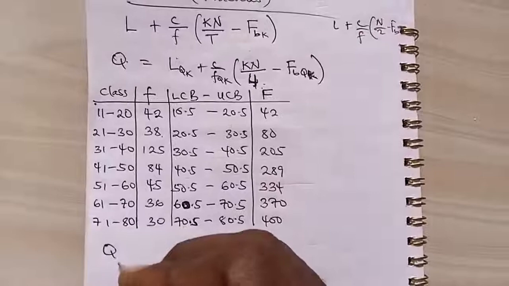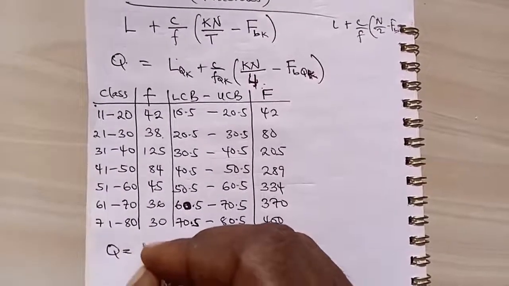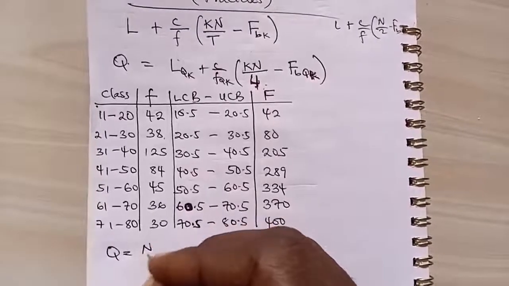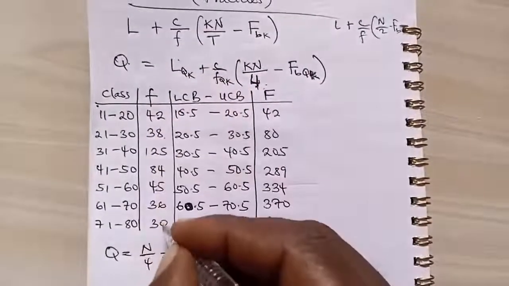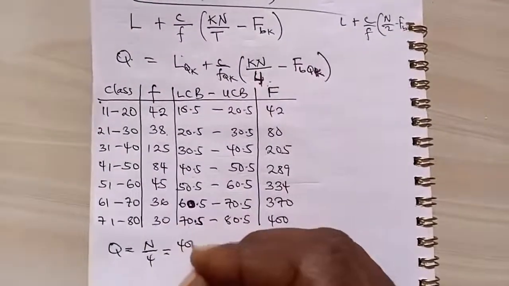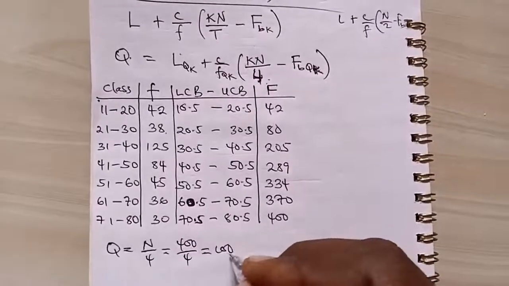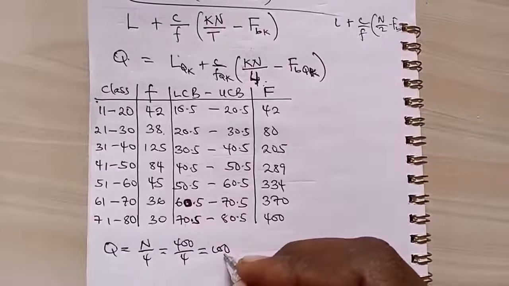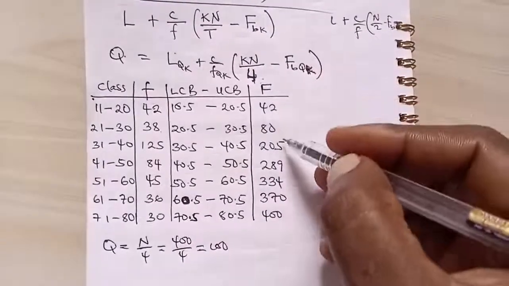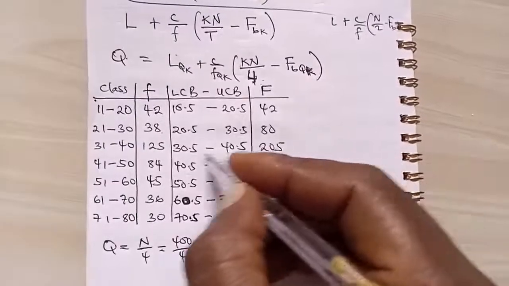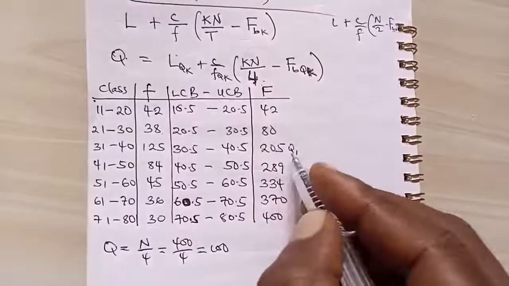For us to get the first quartile, we need to first get Kn, which is 1 times n, which is n over 4. Our n is 400 because that is summation f. So 400 over 4 gives us 100. This 100 is the position of the class of the first quartile. So we go to the cumulative frequency. The first place that contains 100 is our first quartile class. So here is our first quartile class.